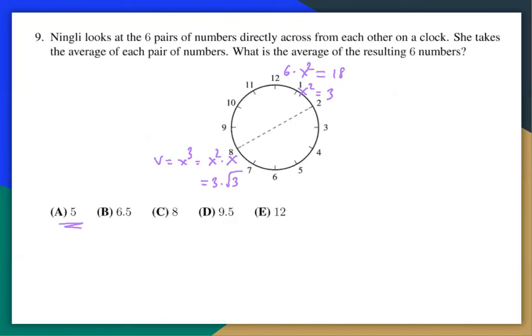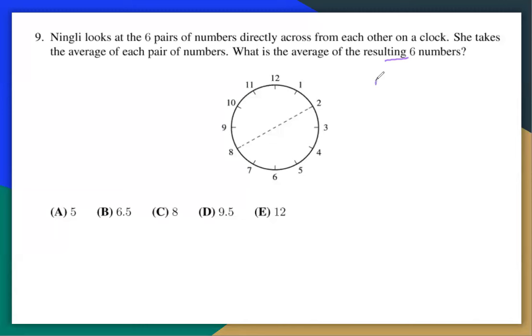Number 9. So we have a circle with 12 numbers, and a person looks at those 6 pairs of the numbers directly across from each other on a clock. She takes the average of each pair of these numbers. What is the average of the resulting 6 numbers? We can take the average of 6 and 2, which is 4. You can just continue for the other pairs as well. But at the end, you are adding all these 1 through 12 only once.